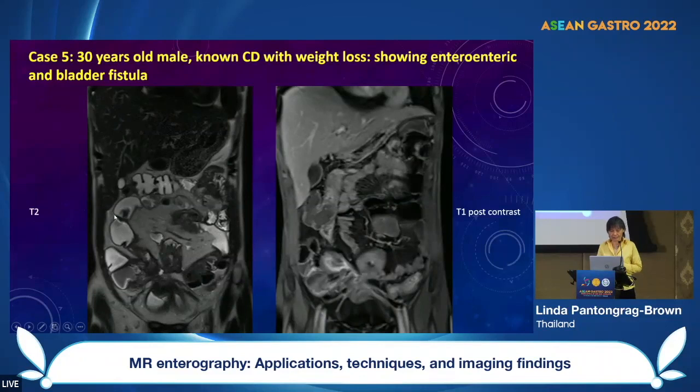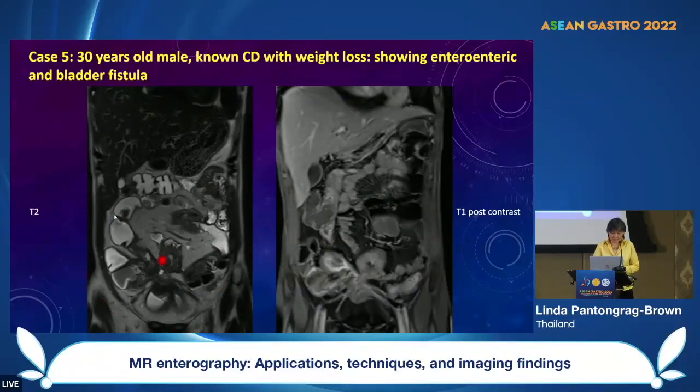Another case, this is a gentleman, 30 years old, again with known Crohn's disease, presenting with weight loss, also sent to us to evaluate the extent of the disease and the activities. The first one is T2. This is T2, and this is T1 post-contrast. You can see here, around here, there is that bow tie appearance.